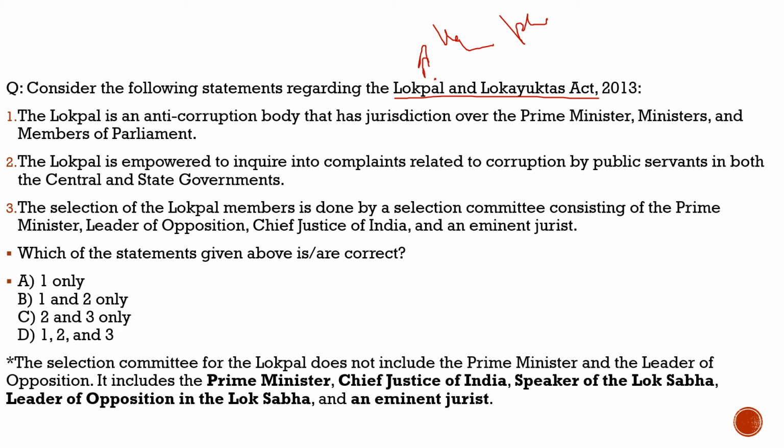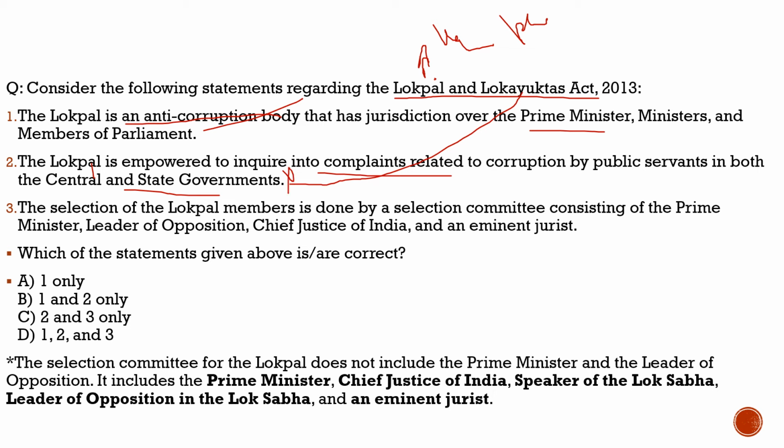Here the question says, consider the following statements regarding the Lokpal and Lokayuktas Act 2013. First statement, the Lokpal is an anti-corruption body that has jurisdiction over the Prime Minister, ministers and members of Parliament. 100% correct. Second statement, the Lokpal is empowered to inquire into complaints related to corruption by public servants in both center and state. This is a very confusing statement, even though it seems true. That's why we have to read between the lines when reading the question. Lokpal is for the center and Lokayuktas are for the state. So when we take the common view of both, this statement becomes incorrect.